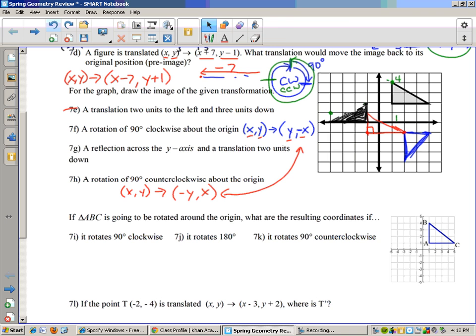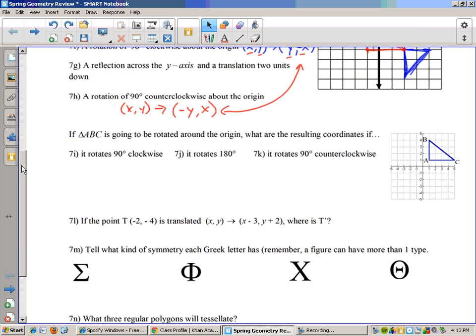Okay, so that green dot represents that top point. This green dot's going to represent this point here. Instead of 1, 2, it's going to be negative 2, comma 1. And then instead of 4, 2, I'm going to get negative 2, comma 4. And that there devil is the answer to 7H. And I believe we've got all of our transformations out of the way on that graph.